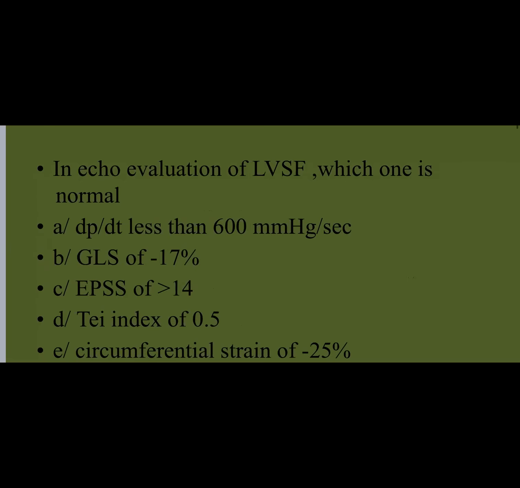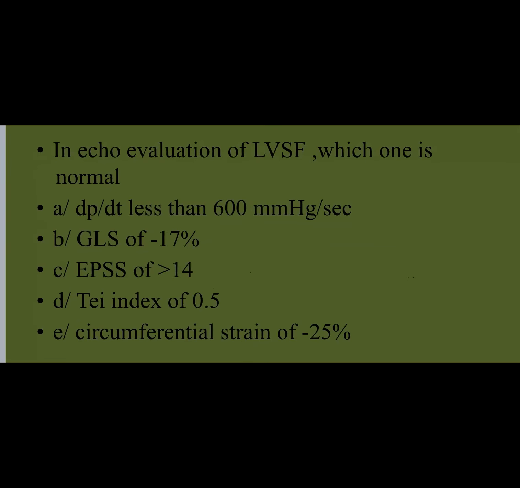In echo evaluation of LV systolic function, which one is normal? dP over dt less than 600 millimeters of mercury per second. GLS of less than 17%. EPSS of more than 14. K index of 0.5. Circumferential strain of minus 25%.